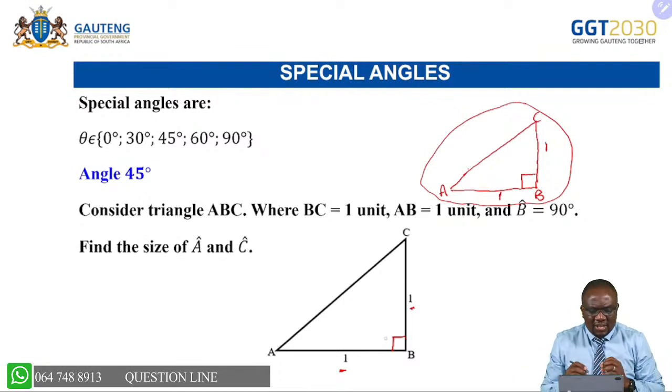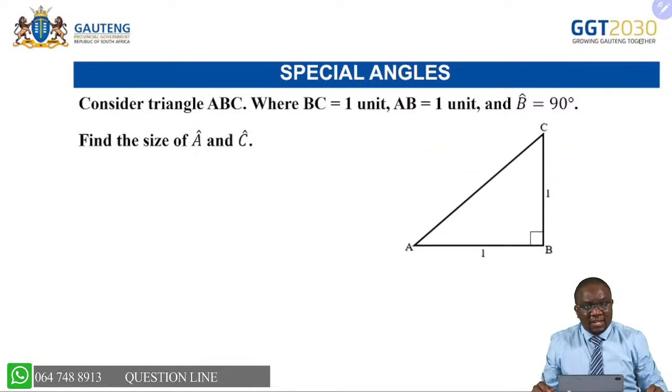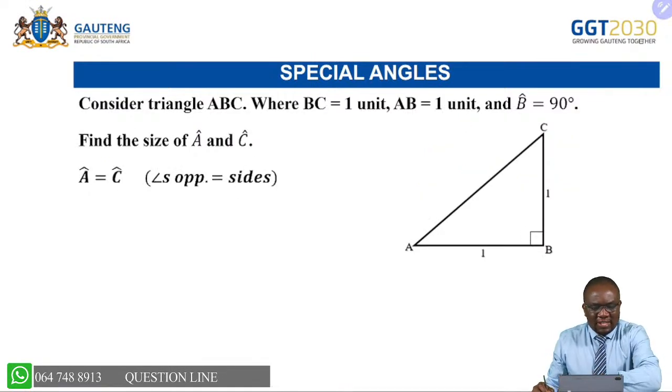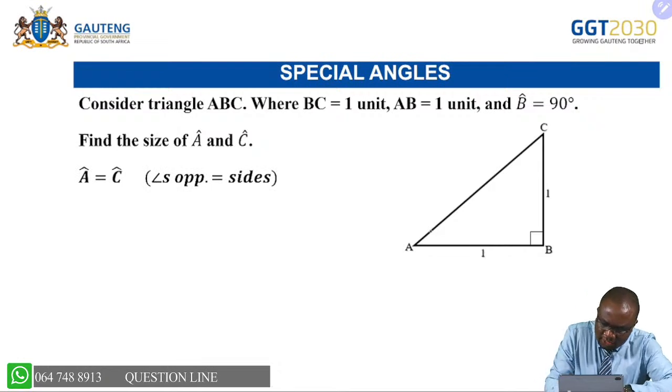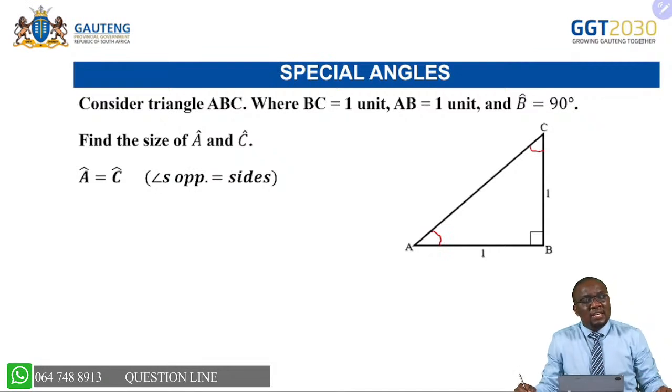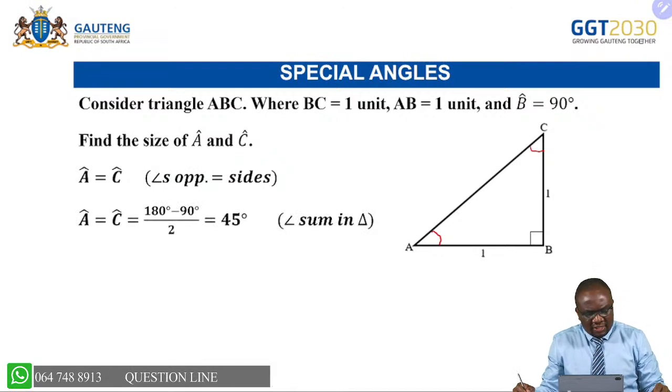Right now, find the size of angle A and angle C. We said ABC is an isosceles triangle. What do you know about an isosceles triangle? Let's do it together. Angle A is equal to angle C. Why is angle A equal to angle C? Because they are angles opposite equal sides. BC and AB are equal, so they are equal. Now we can say angle A or angle C is equal to 45 degrees.